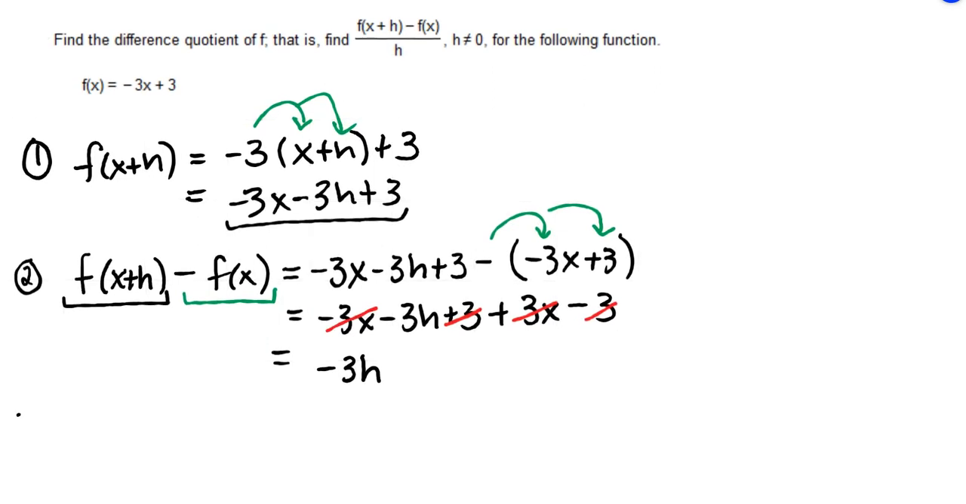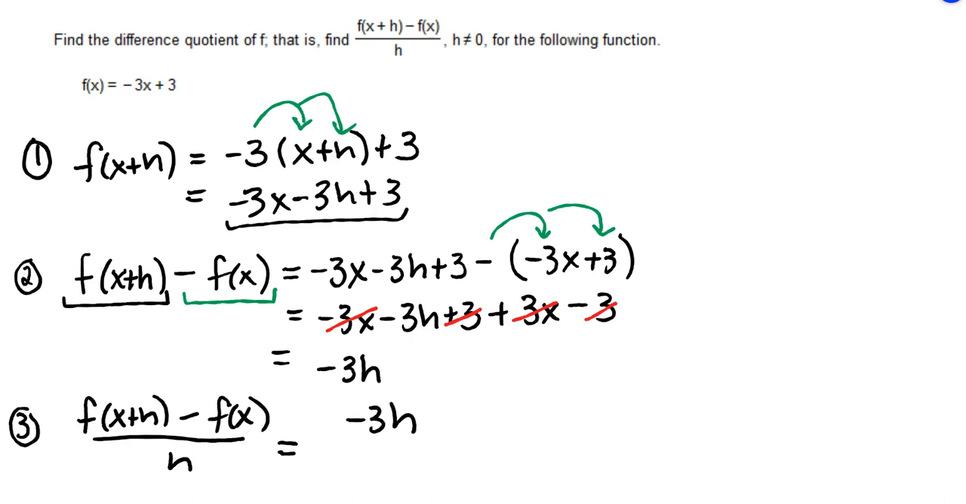Then in my final step, I'll calculate the whole difference quotient, which is f of x plus h minus f of x over h. Since I've already calculated the whole numerator in step 2, I'm able to just copy down the work that I've done previously, and I'm going to divide by h. The h cancels, leaving me with negative 3. So the difference quotient for f of x equals negative 3x plus 3 is negative 3.